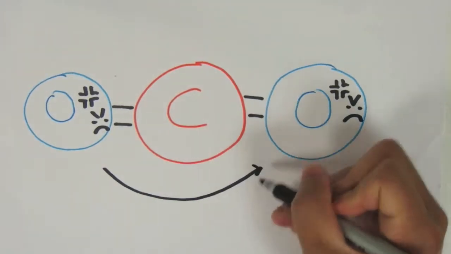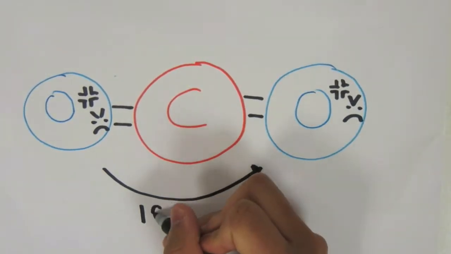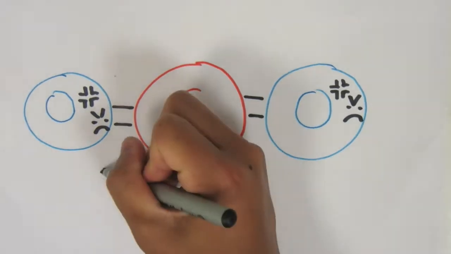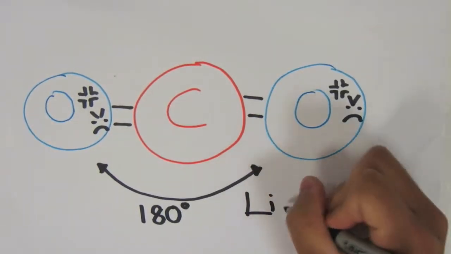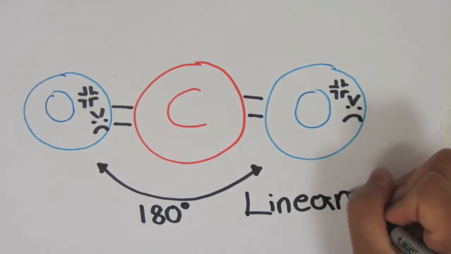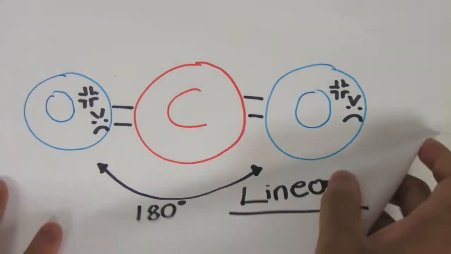In the case of carbon dioxide, the farthest the bonds can be separated is 180 degrees, directly across from each other. This results in a linear molecule. Even though carbon dioxide has double bonds, each double bond is considered a single electron region.